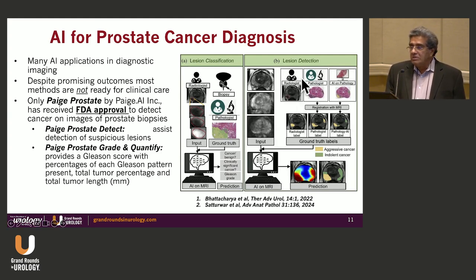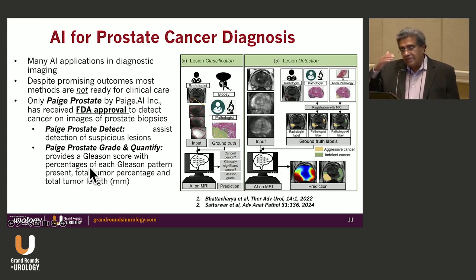Many applications, from lesion detection on MRIs to lesion classification. On MRI, you can identify a lesion, and then classification asks: is it clinically significant, is it high grade, low grade, etc. There are many models. However, there's only one I could find that has been FDA approved for tissue classification, Paige Prostate by Paige AI. And they have 2 software packages, Paige Prostate Detect, which assists in detecting suspicious lesions, and Paige Prostate Grade and Quantify, which provides the Gleason score and percentage of the Gleason pattern, the whole thing.